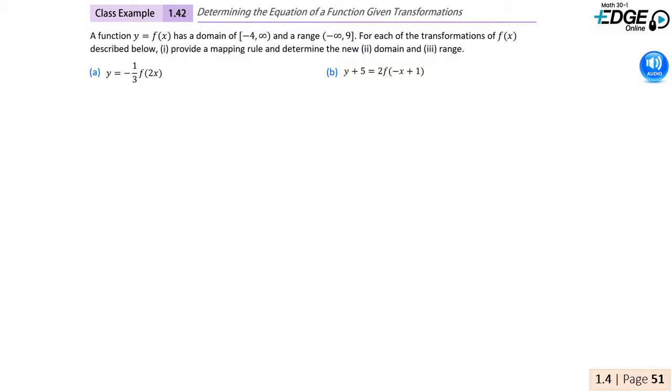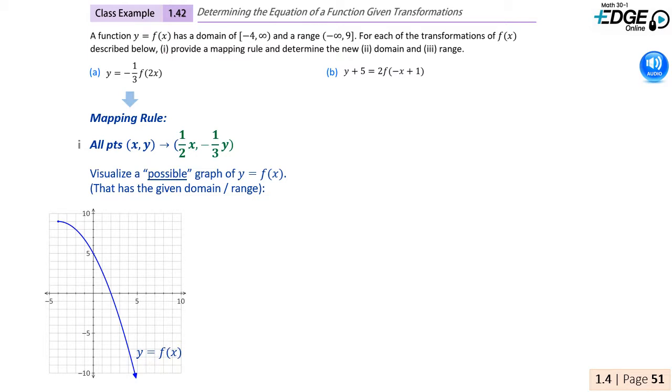Now, we're asked to provide a mapping rule for a transformed function described by y equals -1/3 f of 2x. And then using this, we will determine the new domain and range. We know that an a value of -1/3 means a reflection in the x-axis and a vertical stretch, or a stretch about the x-axis, by 1/3. A b value of 2, that coefficient in front of the x, represents a horizontal stretch factor, or a stretch about the y-axis, by a factor of 1/2. So we write that all points (x, y) become (1/2 x, -1/3 y).